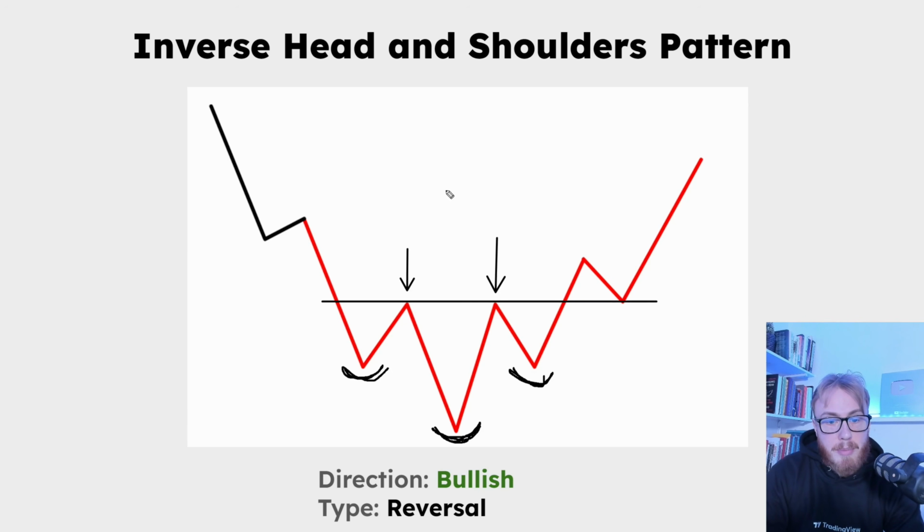So we want to draw a line that connects these two points. And here it's important to mention that this line will not always be straight. You could imagine that we have an inverse head and shoulders that looks something like this. We have our first low, then we might have a lower low, and then we might have a low that maybe goes something like this. In this case, how would you draw the pattern?